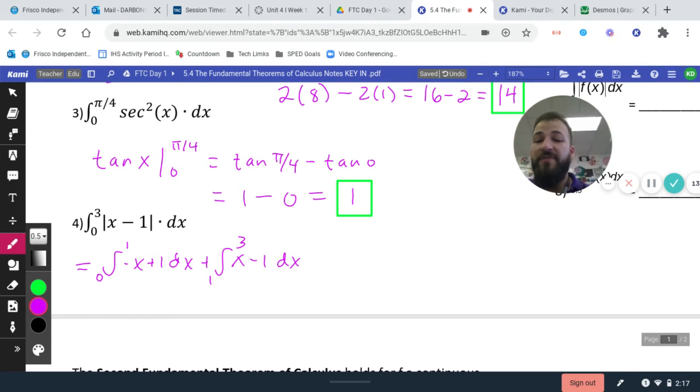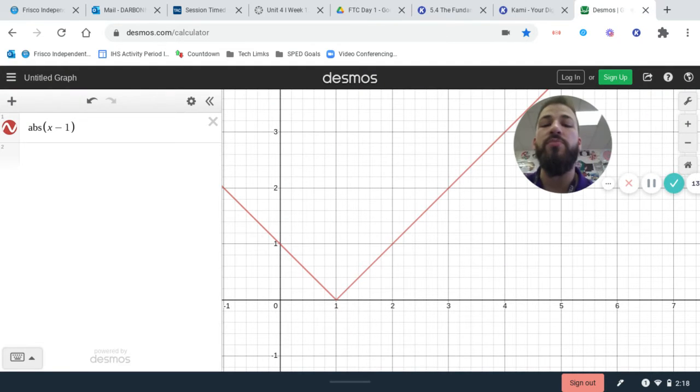Okay, a couple of things, because you're probably like, whoa, you blew my mind, Mr. Arbone. I split it at 1 because that is where the break happens in my absolute value function. So if I'm looking at this triangle from 0 to 1 and this triangle from 1 to 3, the break happens at 1. So I want to integrate from 0 to 1, then from 1 to 3. Negative x plus 1 is the integrand from 0 to 1 because that's the curve that is represented here. Negative x for the negative slope, plus 1 for the y-intercept. X minus 1 is the integrand from 1 to 3 because that's the curve that is represented here.